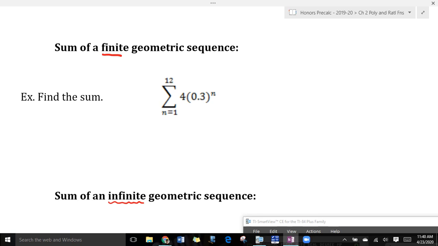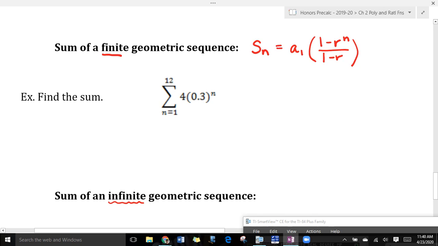So if you have a finite sequence, or you're told how many terms it is that you're adding up, our formula is going to be S sub n, again, where n represents how many terms there are, equals A1, so first term, times the quantity of 1 minus r to the n power over 1 minus r. Okay, so you need to know the first term, you need to know r, and you need to know how many terms there are. The big difference between this and arithmetic is that, remember, with arithmetic, we also had to know what that last term was, because we were adding the first and the last together. This one, we don't need to know that. We just need to know how many terms, what's r, and then what's n.